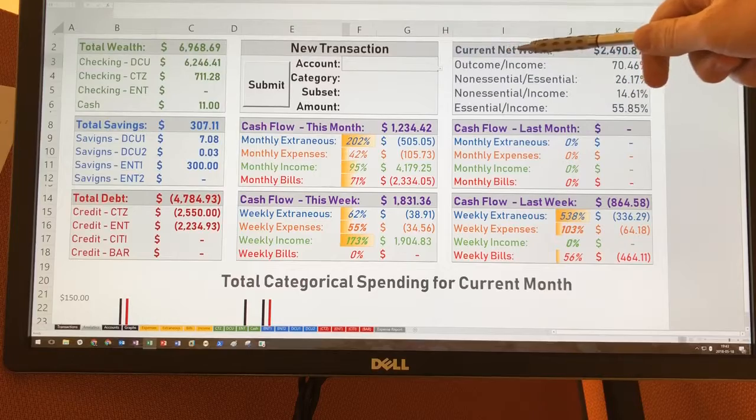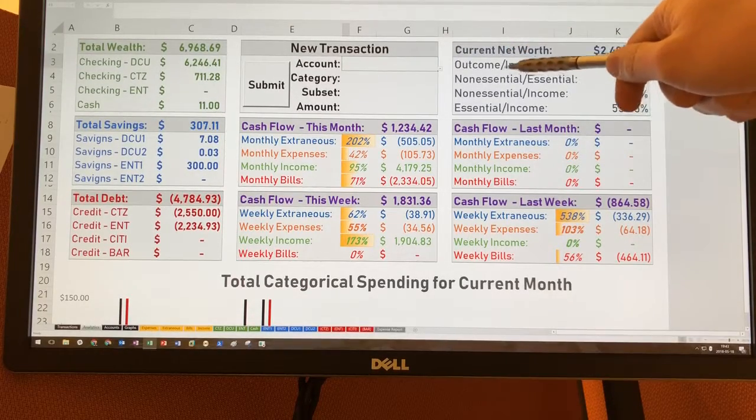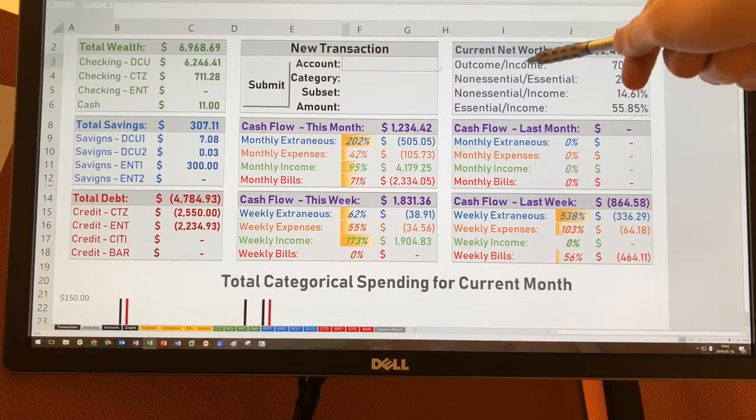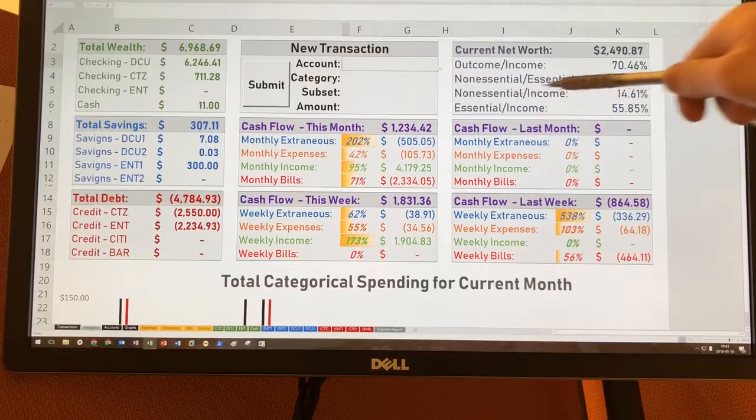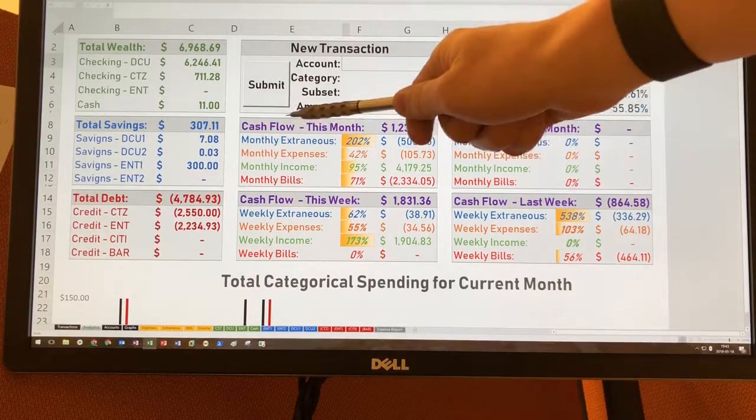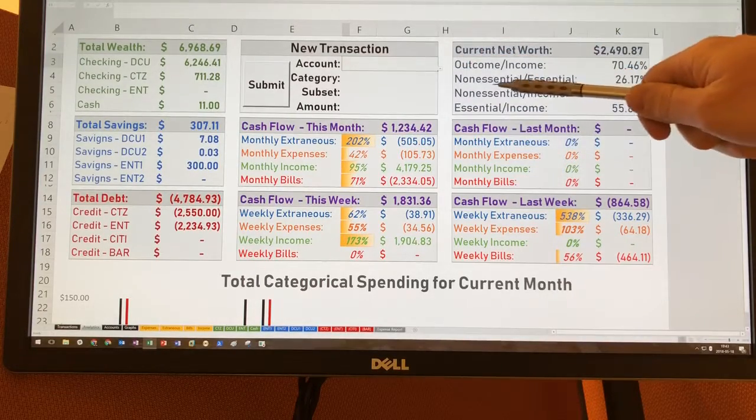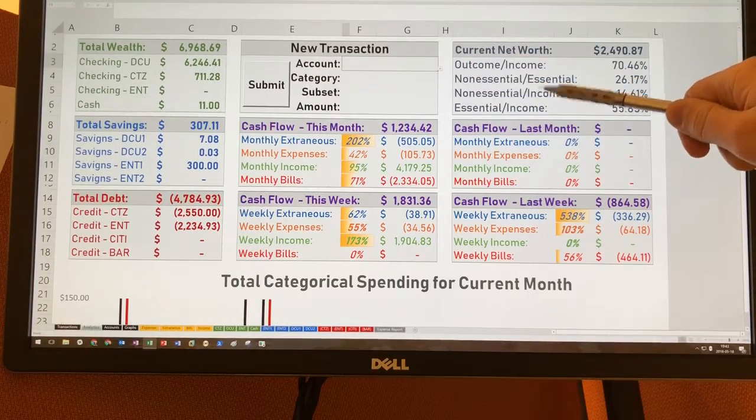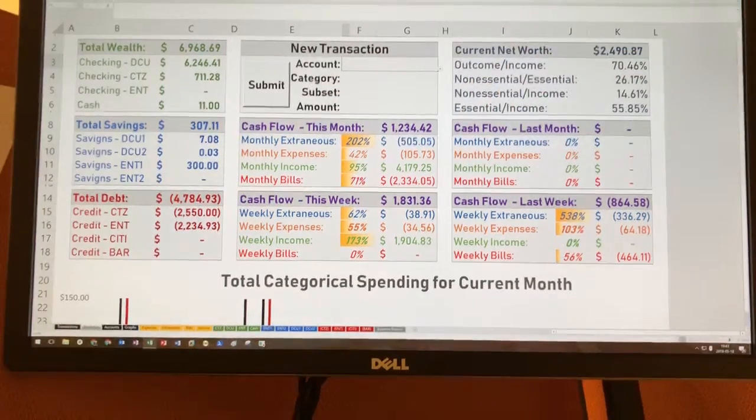My outcome to income ratio is a lot higher than it should be. Non-essential to essential, so kind of the extraneous and expenses compared to the bills. Non-essential to income, again, extraneous and expenses compared to my income. And essential compared to income, that is the bills to income ratio. So that is all of that.